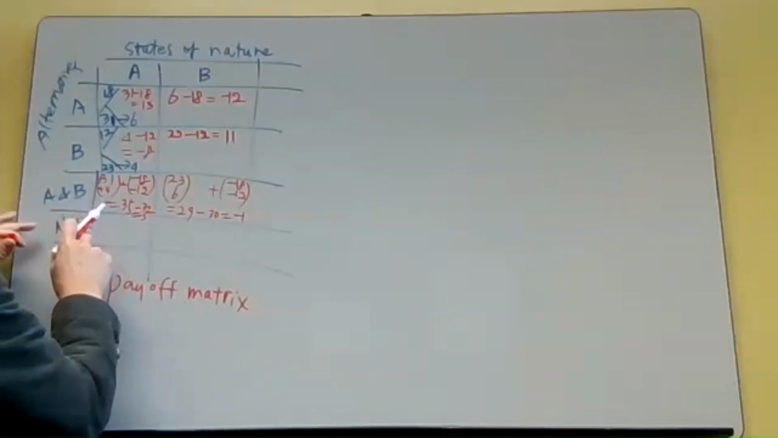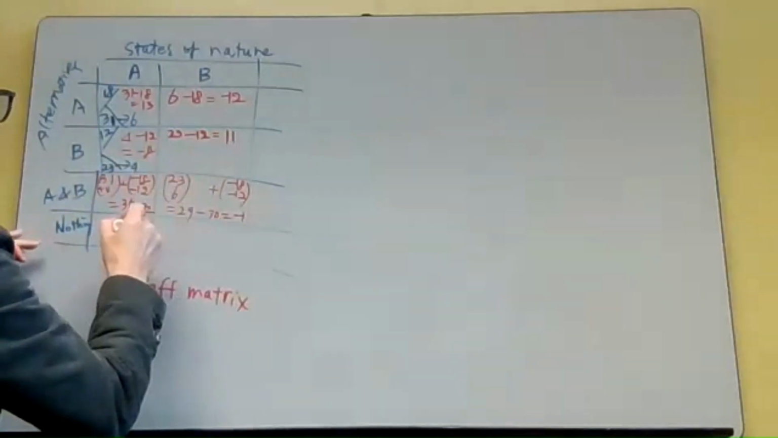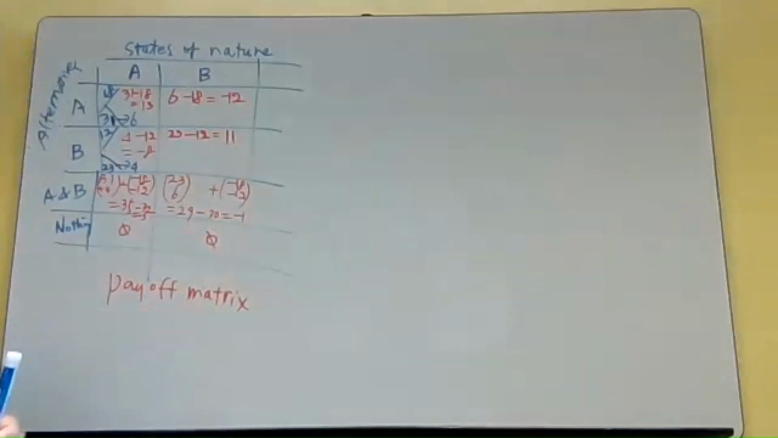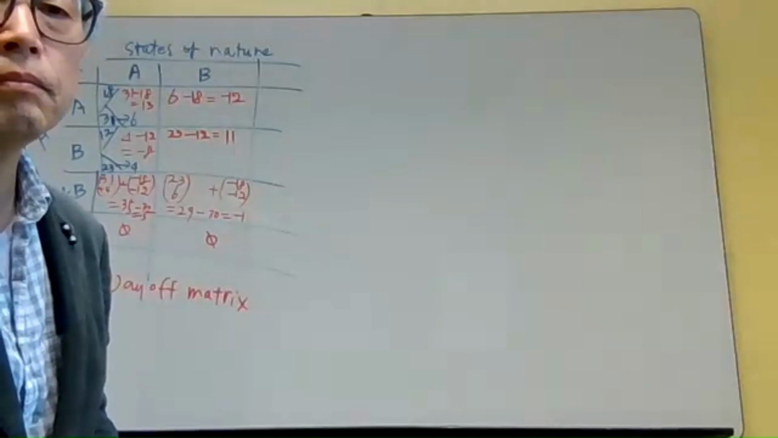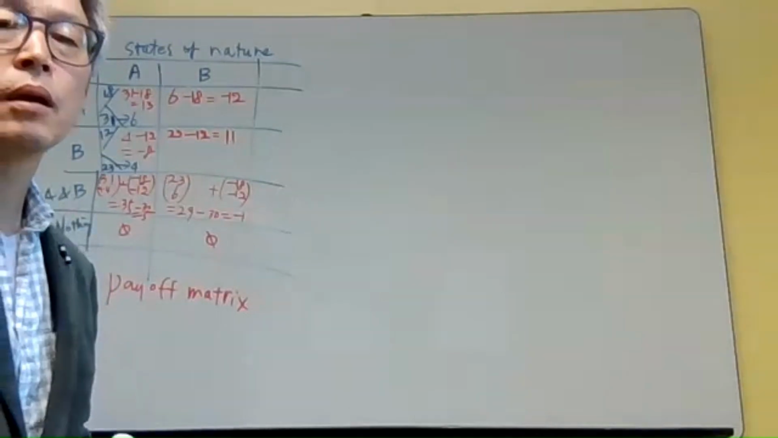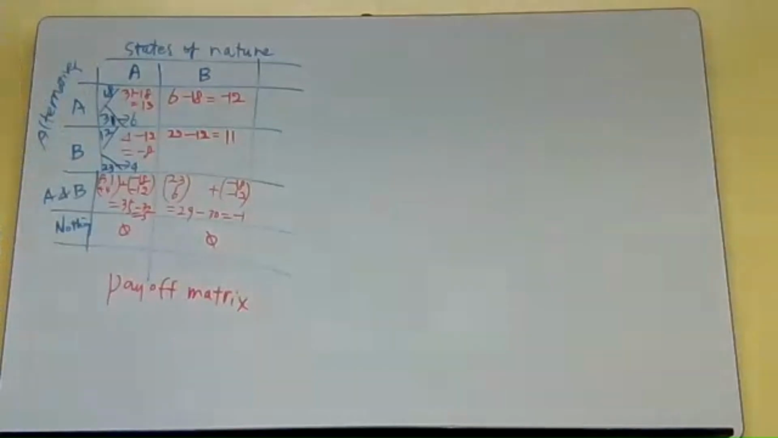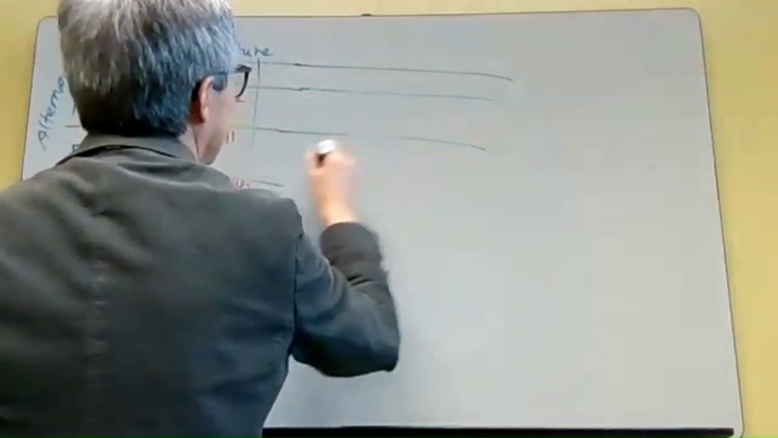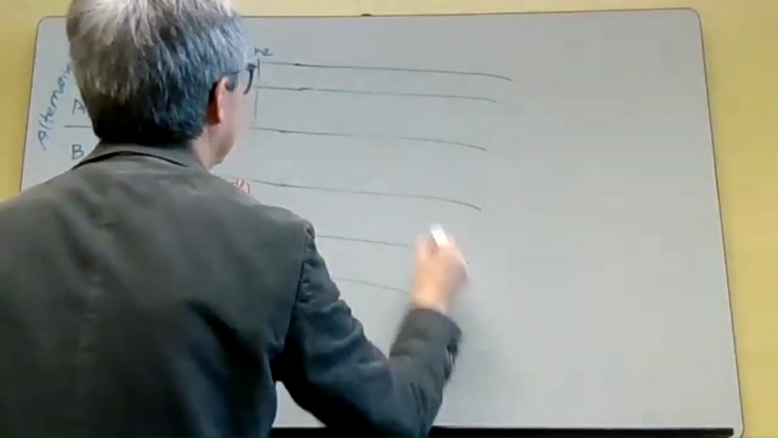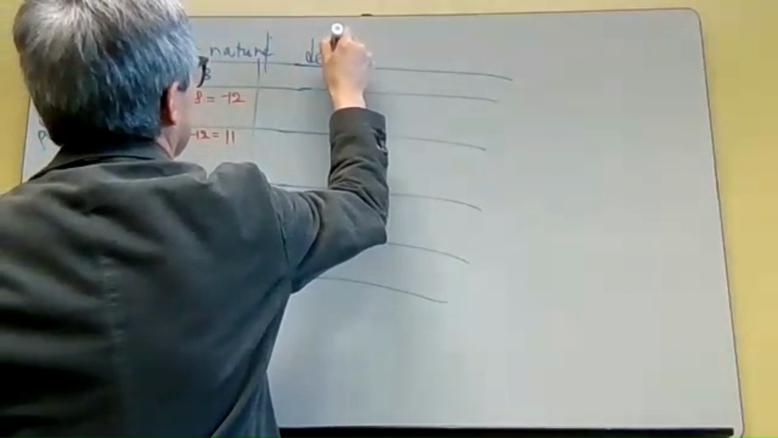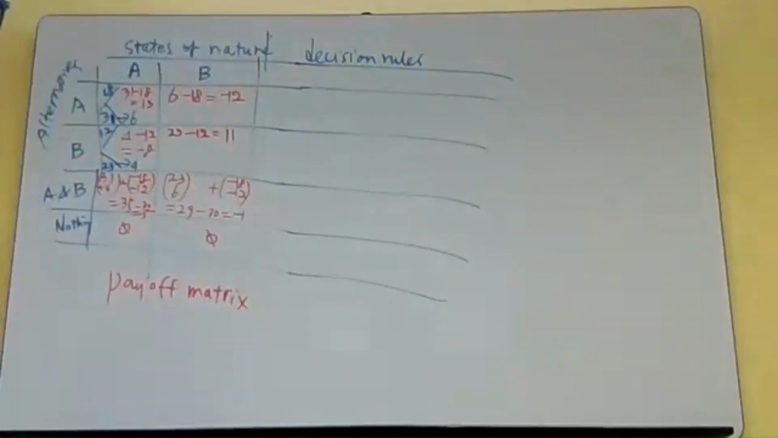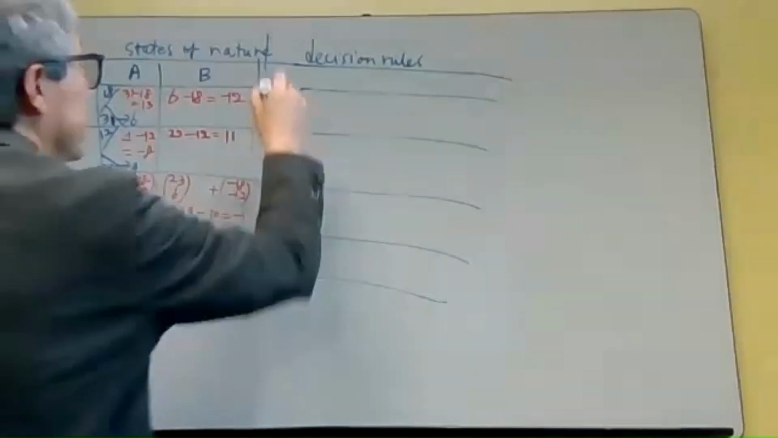Then you're not buying any parcels. You're not paying anything, so you're not gaining anything. So it's 0 under this A and B. Then we have decision rules. So we're gonna go with maximax first.